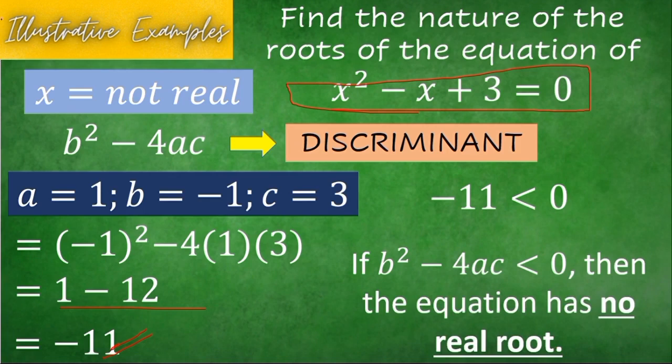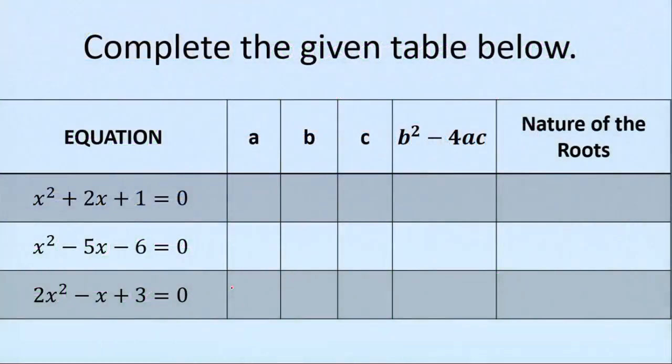Even if we did not solve for the value of x, we can know the characterization or nature of the roots by simply getting the value of the discriminant. I hope this one is clear to you. Okay, so with that, let's complete the table now.